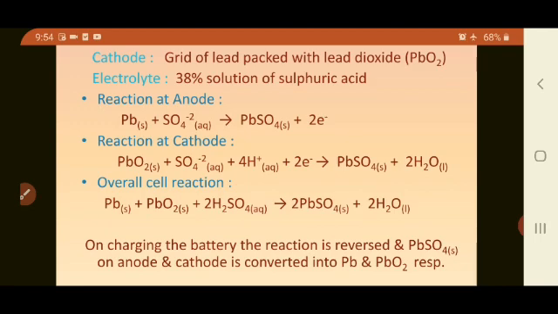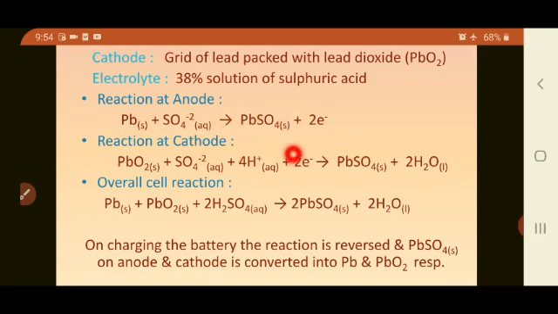Now what happens during charging? This is the discharging process, means whenever we are using it. Now when we are keeping it for charging, what exactly happens? The reaction gets reversed, both the overall reaction as well as the reaction at the half cells, that is anode and cathode.